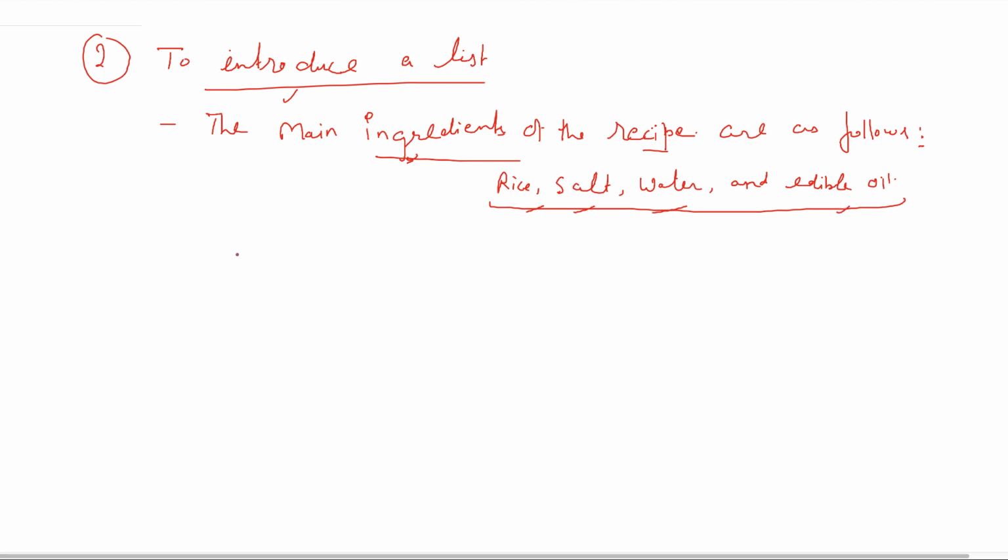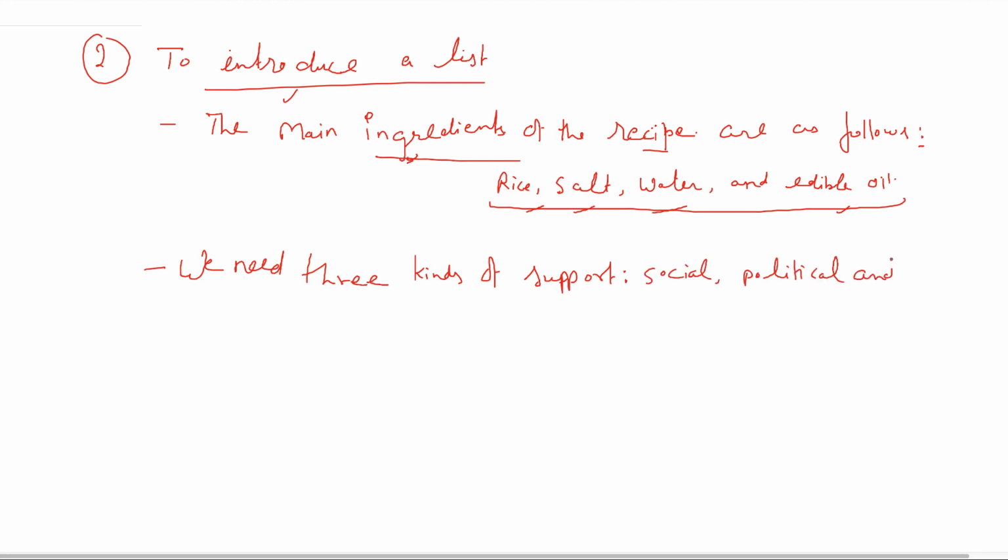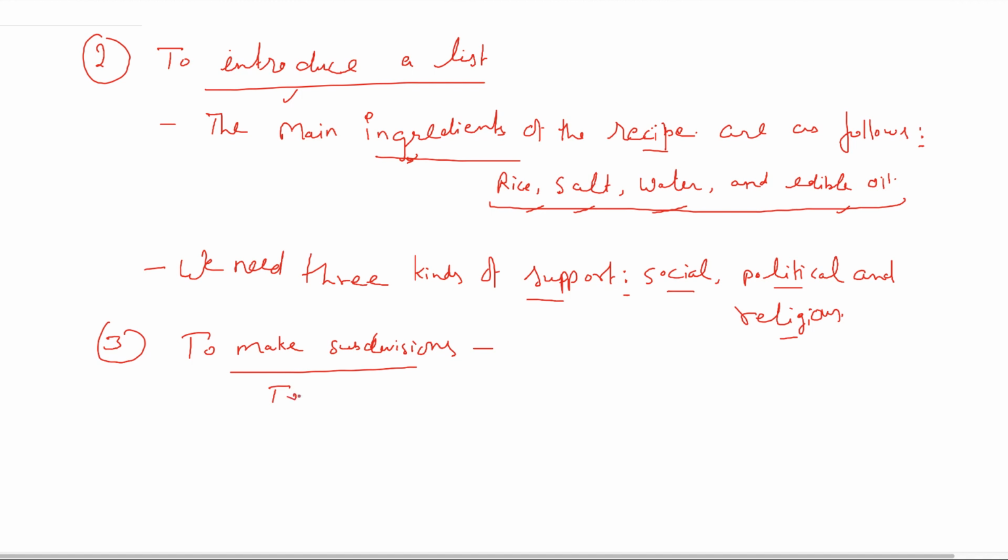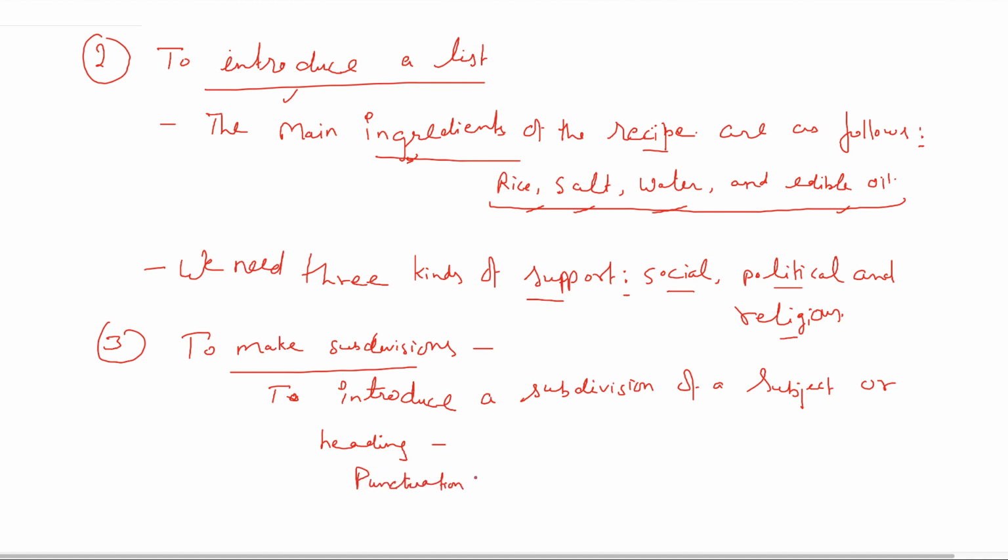We can take yet another example. We need three kinds of support: colon, social, political and religious. This is the list of the three kinds of support, and we can introduce it with the help of this colon. The third use of the colon is when we make subdivisions. It is used to introduce a subdivision of a subject in the title or heading. For example, when we are talking about punctuation, we introduce the subdivision like this: we have started teaching punctuation, and in this punctuation topic we are using first of all the colon.